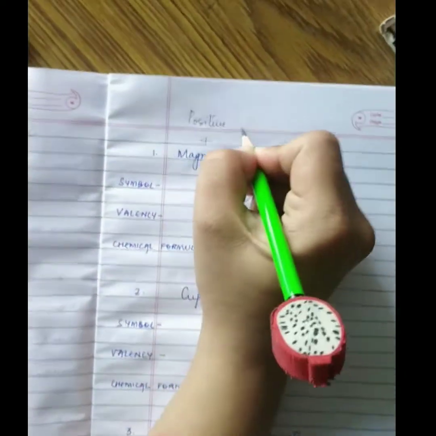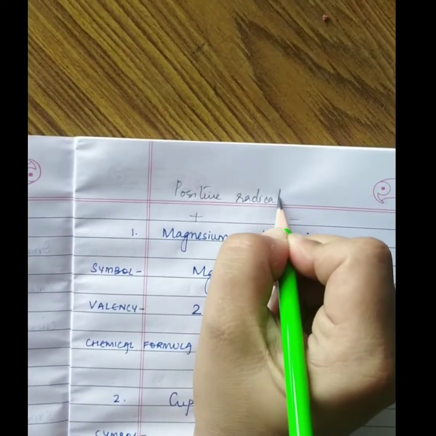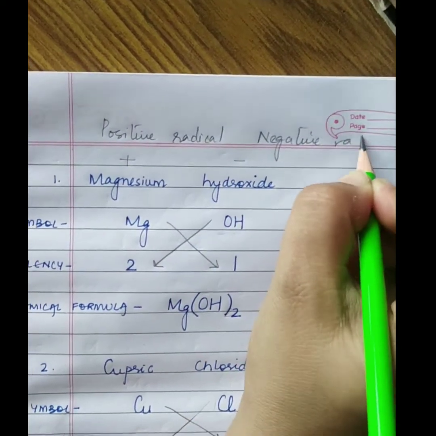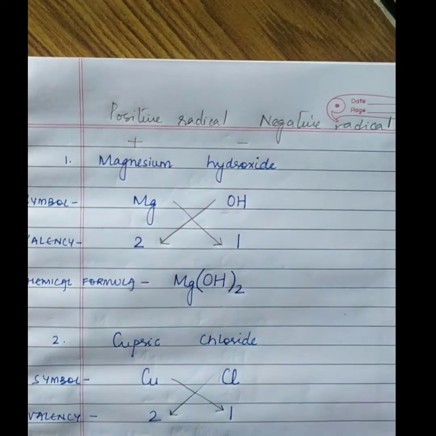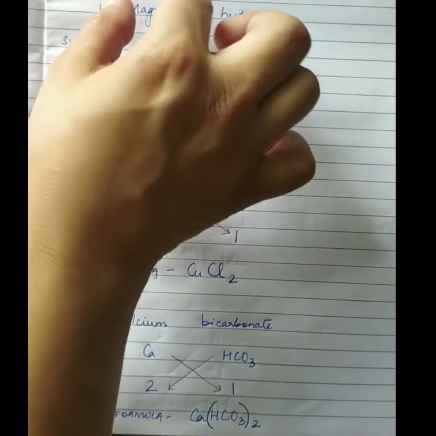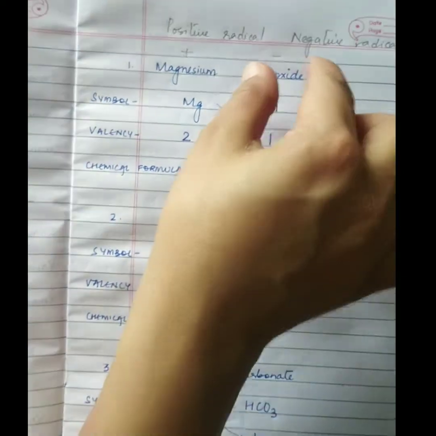Positive radical and negative radical. Okay. So no need to write all this when you are doing the chemical formula. This is just for you to understand. So the first ones are positive radicals. The second ones are negative radicals.